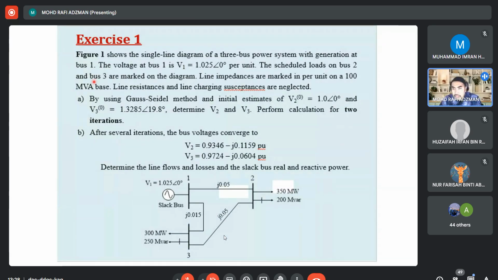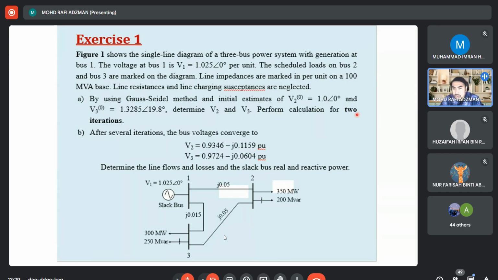So from this you need to use the Gauss-Seidel method with an initial estimate of V2 equal to 1.0 and V3 equal to 1.3285 with the angle 19.8. Find V2 and V3. So I can say you need to find the phasors for V2 and V3, meaning your magnitude and your angles.